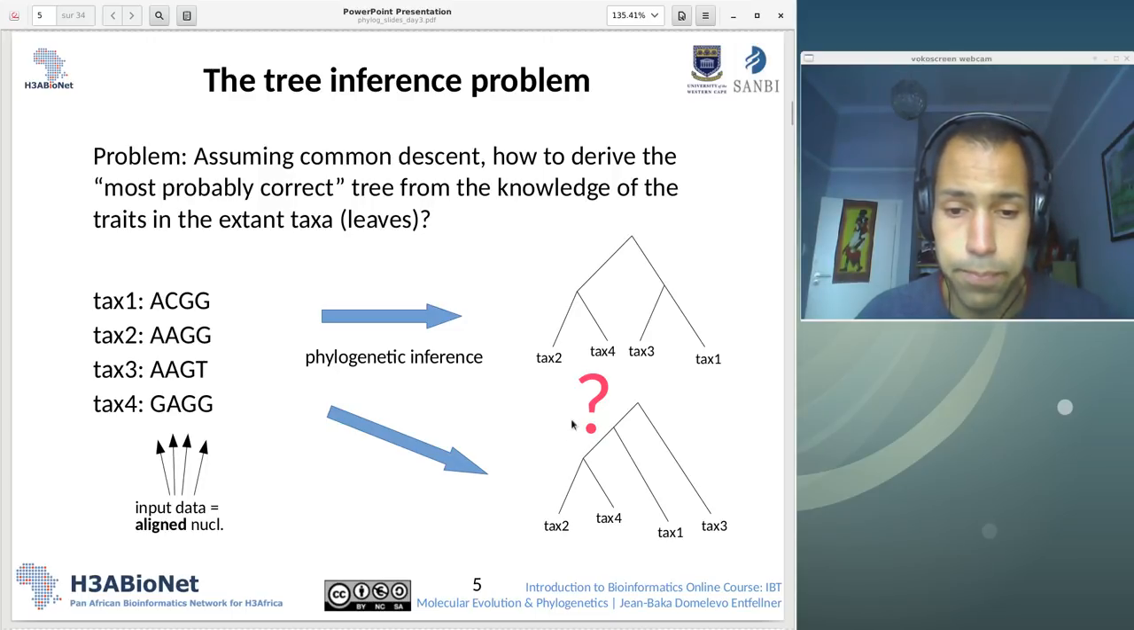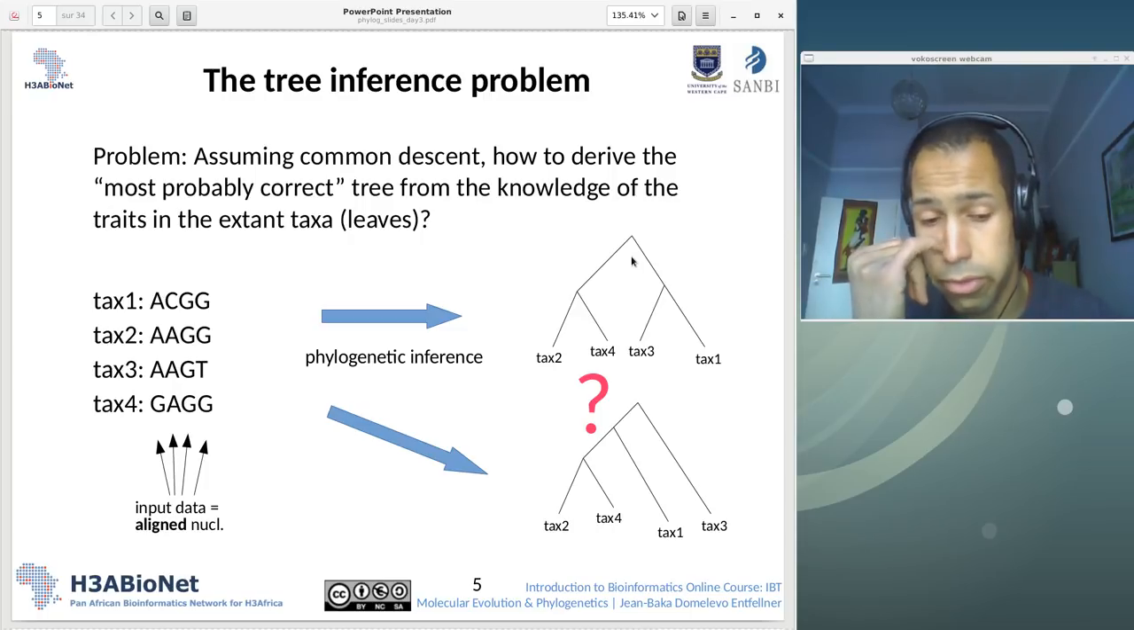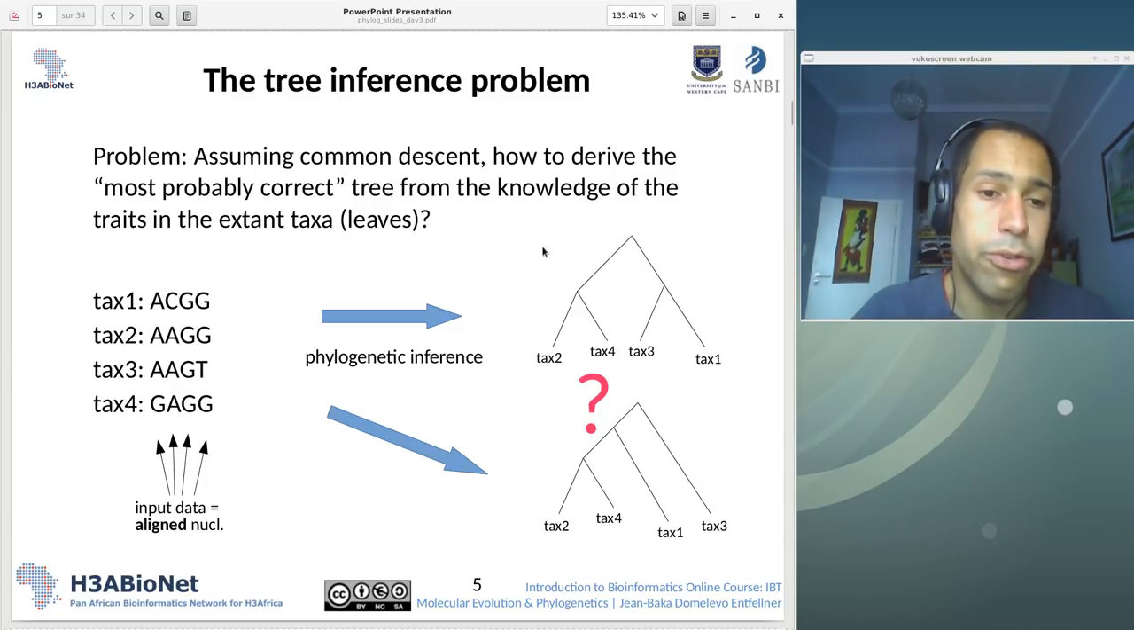So the phylogenetic inference problem is to decide which tree is the most accurate representation according to a certain belief, meaning according to a certain evolutionary model, which tree is the most accurate representation of the reality of the evolutionary process that has linked through time these four taxa to a common ancestor. Here is the root of these rooted phylogenies. So what is the most probably correct?